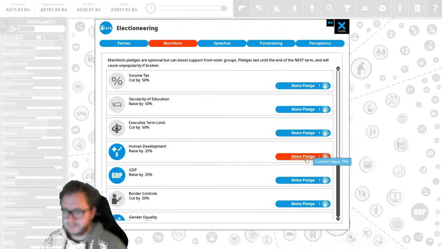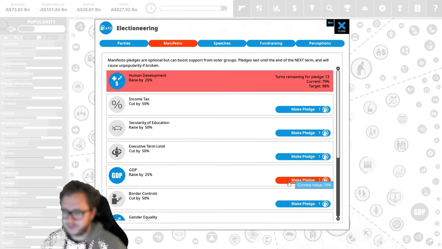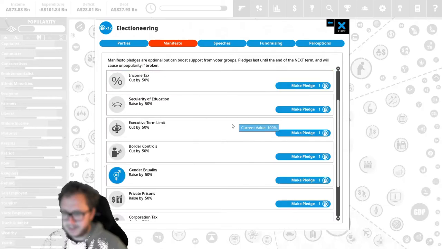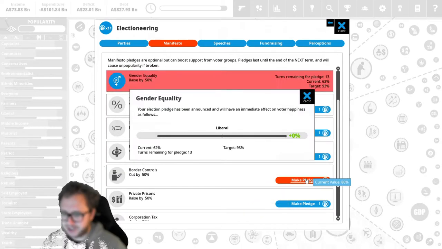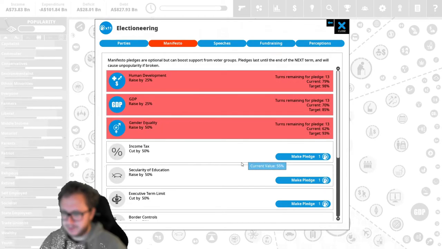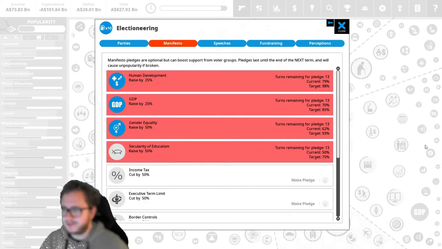So, we're going to make the pledge to raise human development. We're going to make the pledge to raise the GDP. We're going to raise gender equality. And we're going to raise the secularity of education. Those can be our floor pledges.